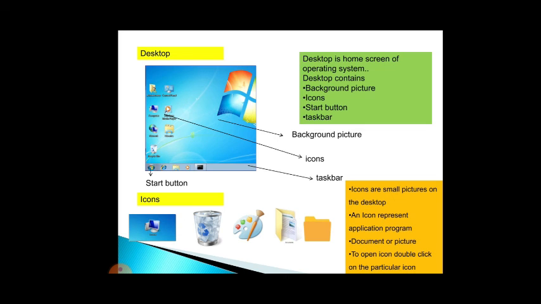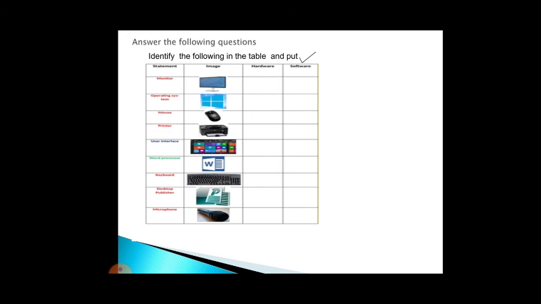To open the icon and see what is inside it, you need to double click using the left button of the mouse. So you do the double click, open it and see what is in the icons. Again, desktop is the home screen of the operating system, and icons are the small pictures on the desktop. All other things will continue in part B.